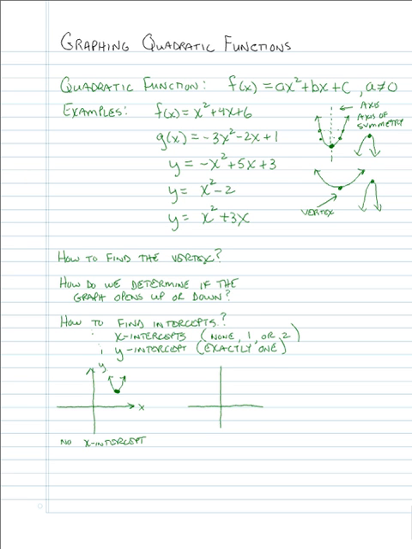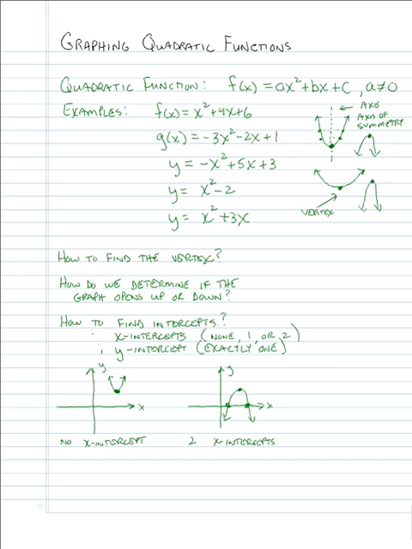In this case, let's suppose our vertex is in the same place, but this time we know that the parabola opens down. Well, in this case, of course, there are two x-intercepts. It crosses the x-axis in two different places. So there's a situation where we have two x-intercepts.